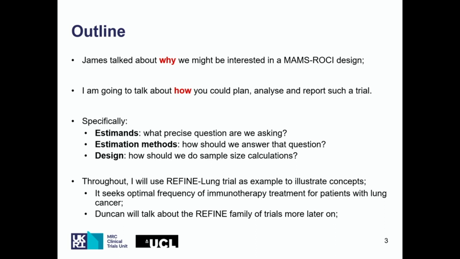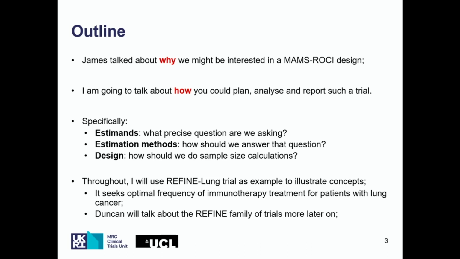And this is the refined lung trial. That is a trial that seeks the optimal frequency of immunotherapy treatment for patients with lung cancer. I'm not going to discuss too much about the details of the trial because Danka is going to talk about the refined family of trials more later on, but I'm just going to mention this trial when talking about the specific design and analysis issues of MAMS-ROCI designs.